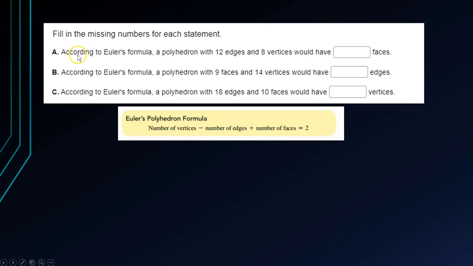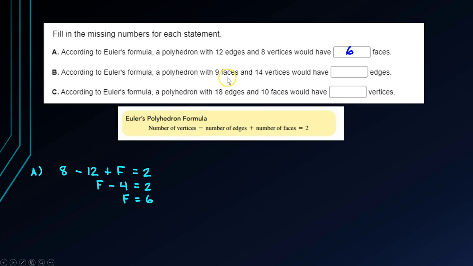For A, you're told that the polyhedron has 12 edges and 8 vertices. You want to figure out how many faces it has. So I'm just going to put in the numbers for what I know. I know there are 8 vertices, 12 edges, plus the number of faces should equal 2. So I have F minus 4 equaling 2, which means F would equal 6. So if a polyhedron has 12 edges and 8 vertices, I would expect it has 6 faces.